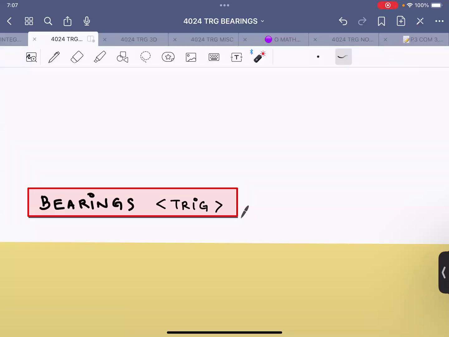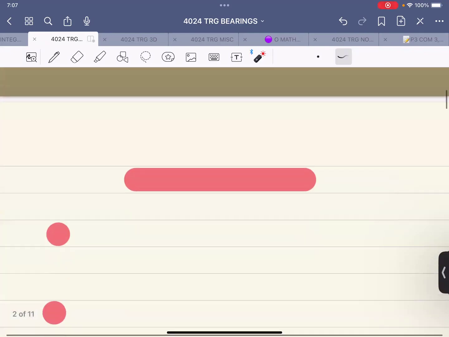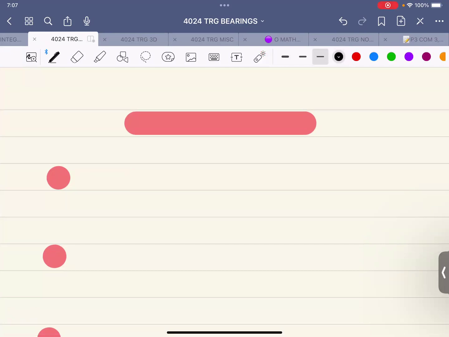We are starting with the concept of bearings in trigonometry. Now, first of all, what exactly is bearing? When we talk about bearing, first of all, it's a direction. It's not south or north or simply east or west. There are other directions also. So bearing is a direction.